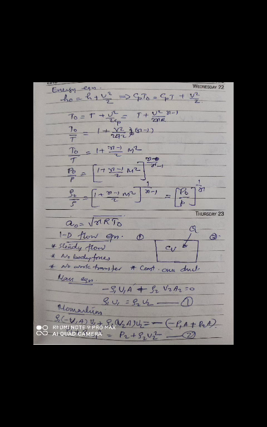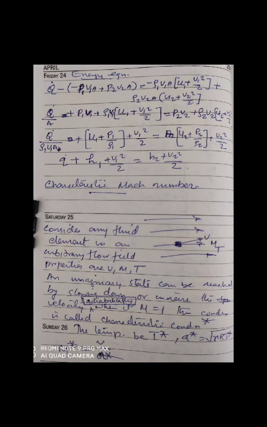Next, the one dimensional flow equations. We have already derived these equations. The assumptions are steady flow, no body forces, no work transfer, and constant area duct. Then the mass equation becomes rho 1 V1 is equal to rho 2 V2. The momentum equation is P1 plus rho 1 V1 square is equal to P2 plus rho 2 V2 square. And the energy equation becomes Q plus H1 plus V1 square by 2 is equal to H2 plus V2 square by 2. So these are the three one-dimensional equations for isentropic flow.